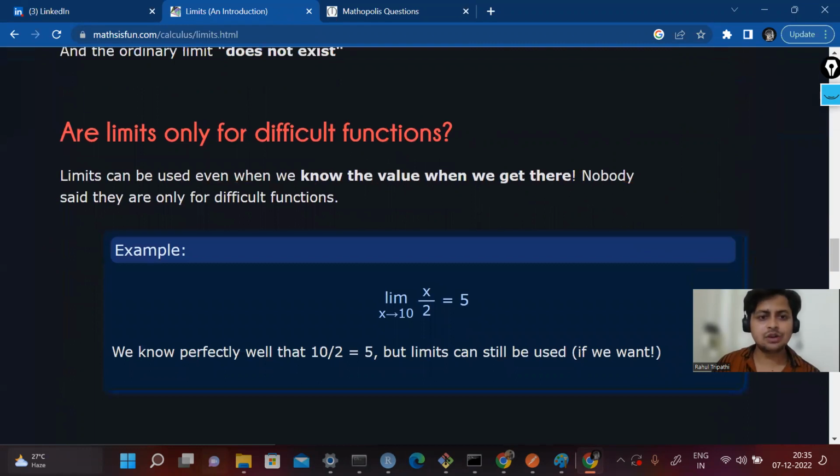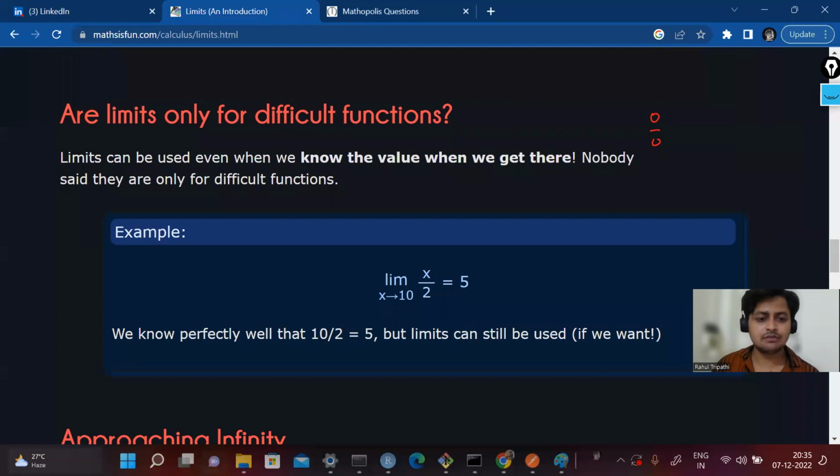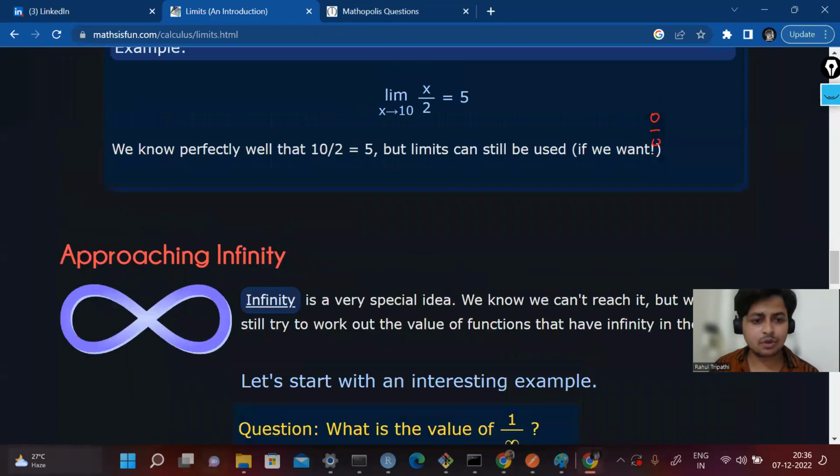Limit is not only for difficult functions, we can solve any simple function. Here, if I put directly 10, nothing is going to happen. This is not generating output 0 by 0, so we can directly put it in. We will come to this problem. Before going to infinity, let's implement this concept in Python, so that we can understand the limit concept very well.